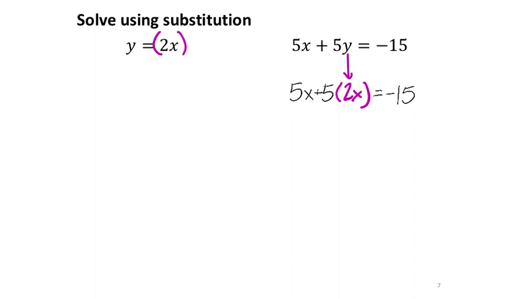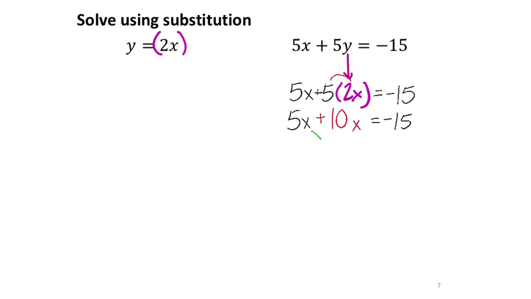But first, I would need to distribute this 5 to the 2x. Now, why am I using distribution here when it's just straight multiplication? Because distribution is multiplication. So that's what I'm doing. 5 times 2 x's, how many x's is that? 10 x's. So I got a plus 10x right there. I still got the other 5x, and this still equals negative 15. So my new equation after the distribution or multiplication is 5x plus 10x equals negative 15.